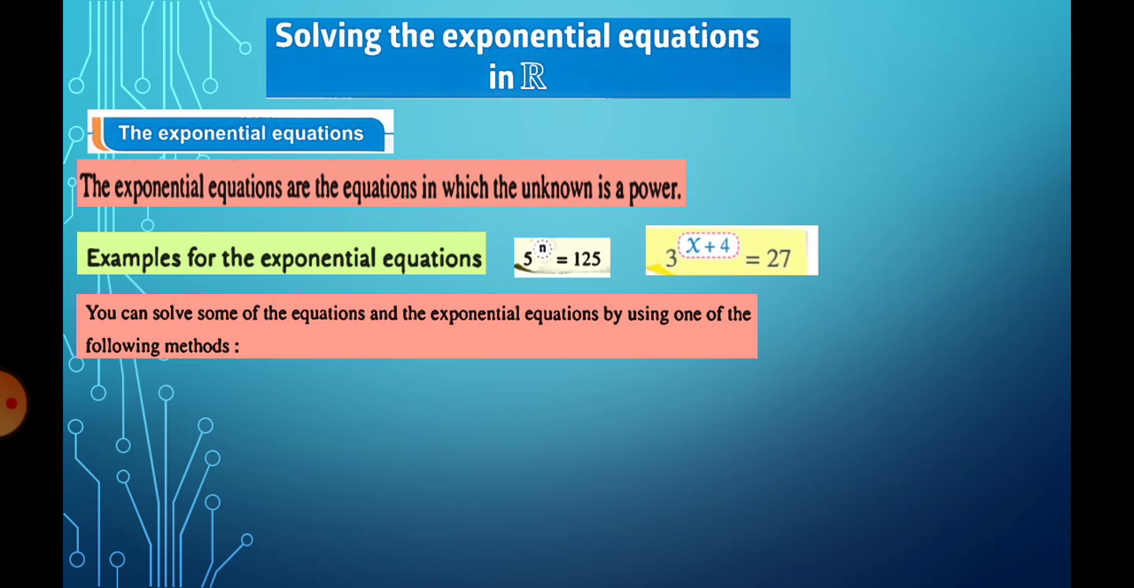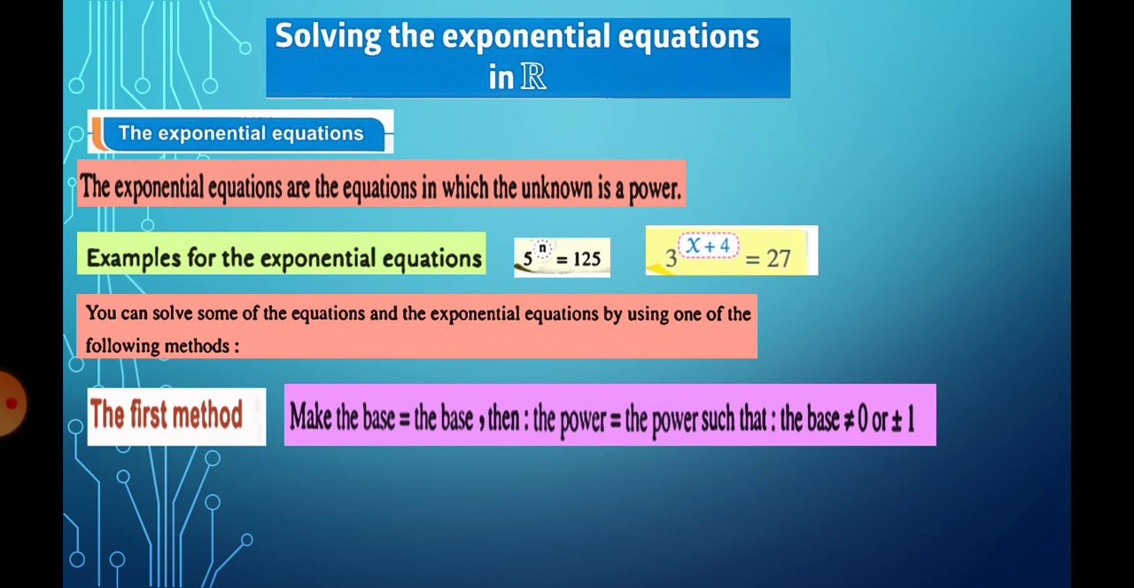To solve this equation, we use one of two methods. Number one, we make the base equal the base. If the base equals the base, then the power equals the power, such that the base doesn't equal 0 or positive or negative 1. Like 3 to the power n equals 9. We convert 9 to 3 to the power, converting the base to another base.